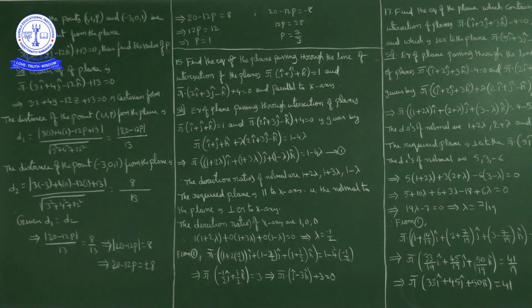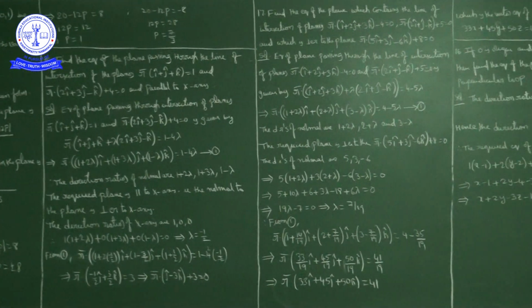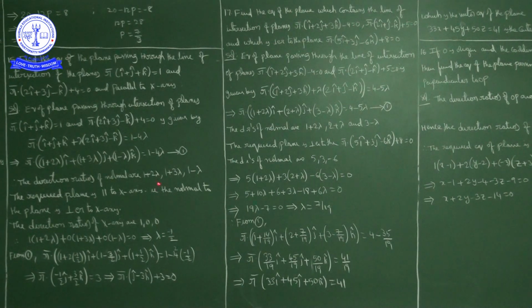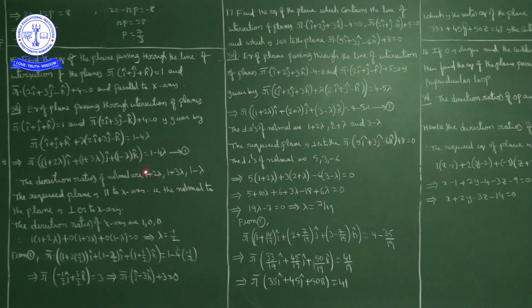Okay, so the direction ratios of x-axis, what are the direction ratios of x-axis? 1 0 0 are direction ratios of x-axis. Now x-axis and this normal are perpendicular to each other. Okay, so two lines are perpendicular to each other, then a1 a2 plus b1 b2 plus c1 c2 equal to 0. So what we have here, 1 0 0, here 1 plus 2 lambda, 1 plus 3 lambda, 1 minus lambda. Now what we can write, 1 into 1 plus 2 lambda plus 0 into 1 plus 3 lambda plus 0 into 1 minus lambda equal to 0.